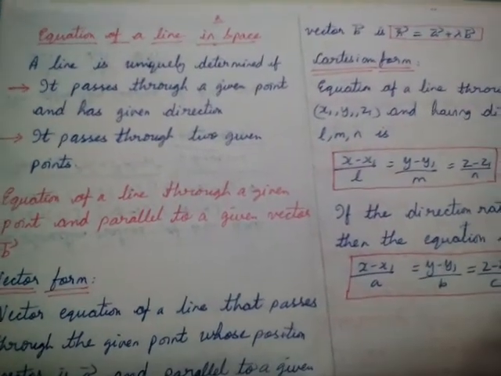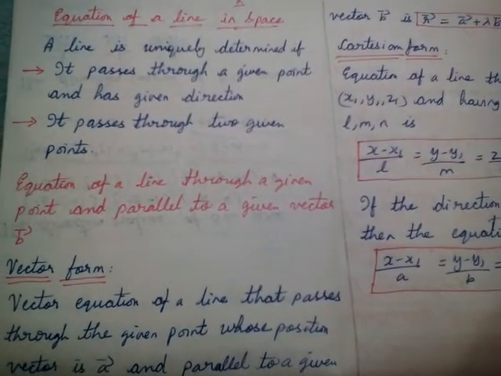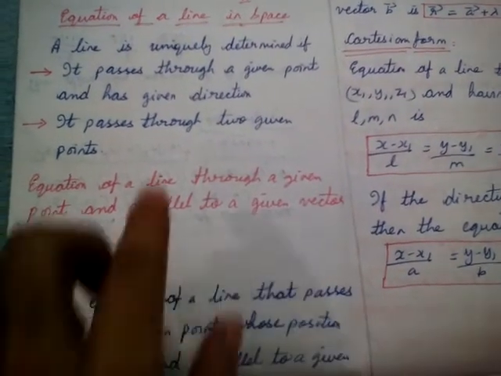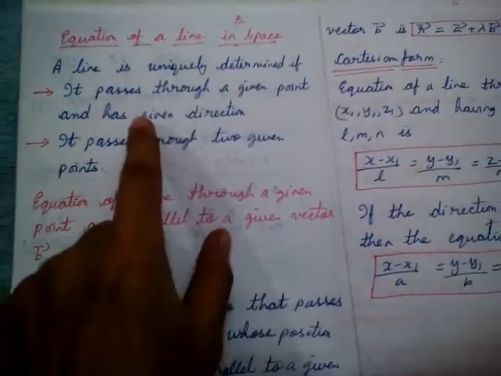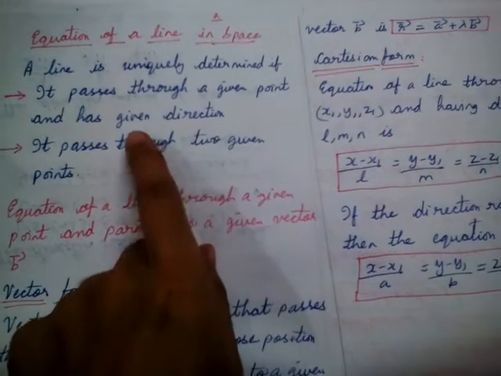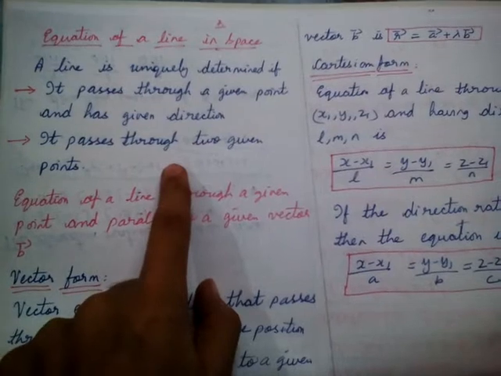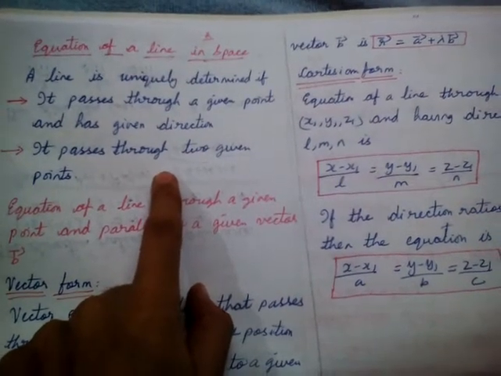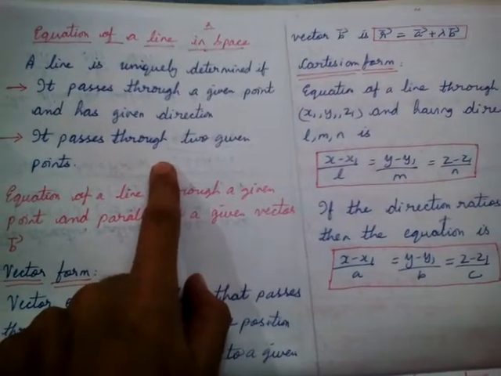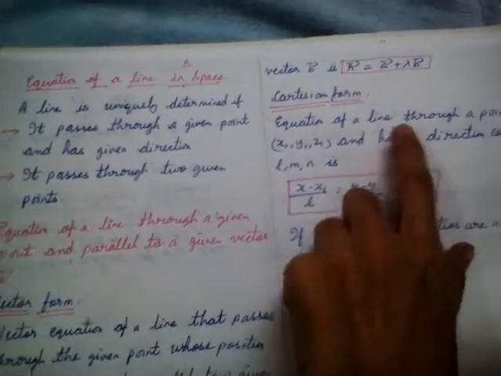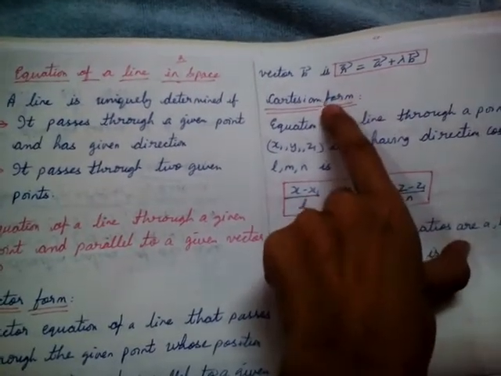Namaste students. Now we are going to see equation of line in space. A line is uniquely determined if it passes through a given point and has a given direction, or if it passes through two given points. Now we are going to see two forms of the equation. One is the vector form and the other one is the Cartesian form of the equation.